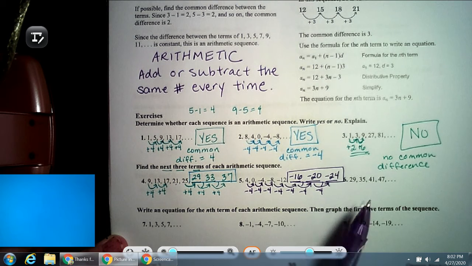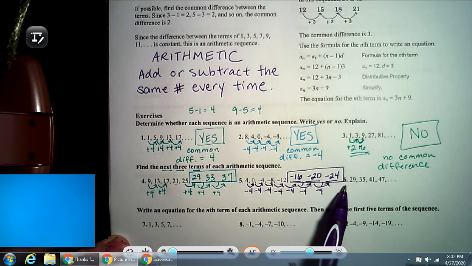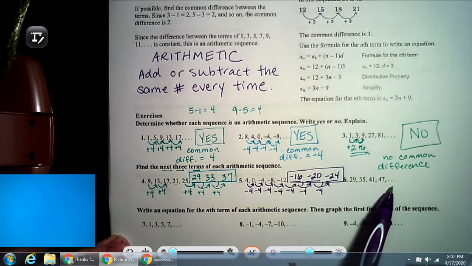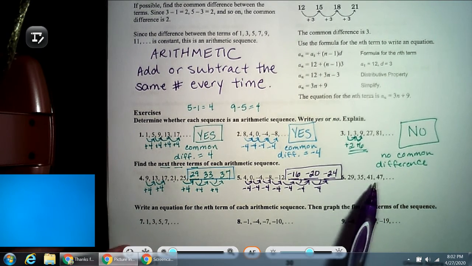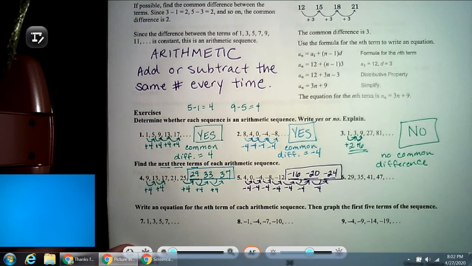Now, if you're working through this video at home, if you have printed this worksheet off or have written this down, I would pause right here and try number 6 on your own real quick. So pause the video, try this one on your own, and then hit play again, and that way you can check and see if we are on the same page or if we get the same answer.